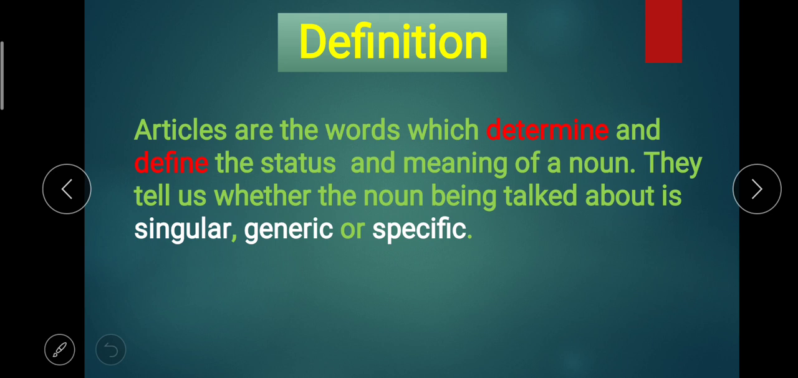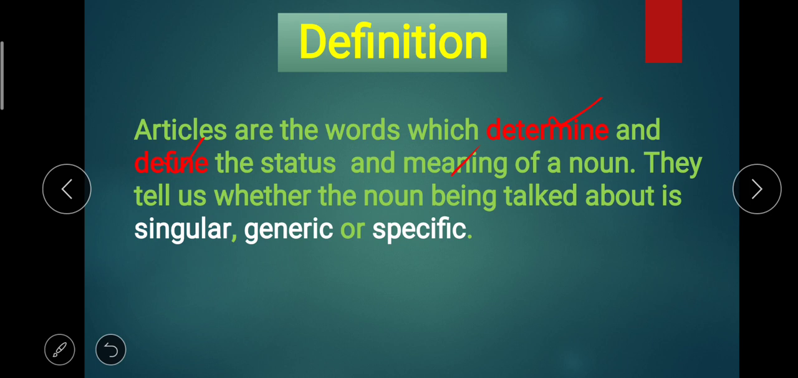Articles are the words which determine and define the status and meaning of a noun. Status means whether the noun is definite or indefinite. We are talking about some specific noun, or we are talking about the noun in a general way. And meaning of the noun also, whether it is one in number or many. So in this way, articles are very helpful to give a certain meaning to the noun.